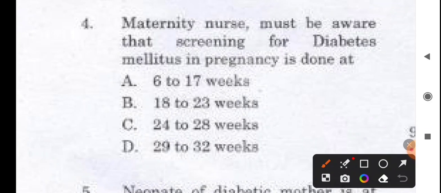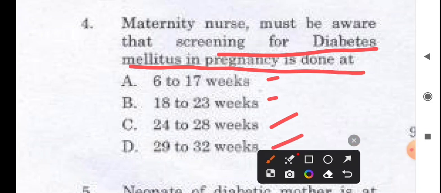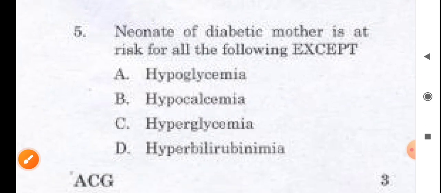Maternity nurse must be aware that screening for diabetes mellitus in pregnancy is done at. Options: 6 to 17 weeks, 18 to 23 weeks, 24 to 28 weeks, 29 to 32 weeks. So please comment your answers.